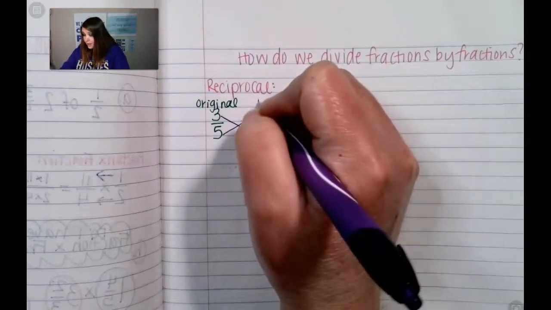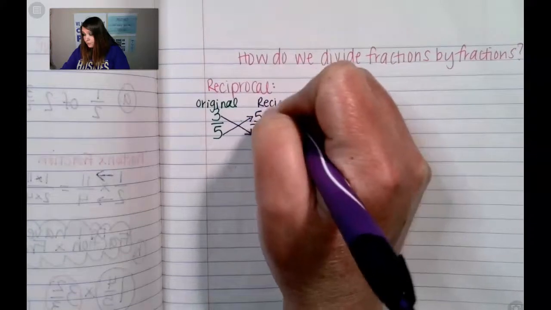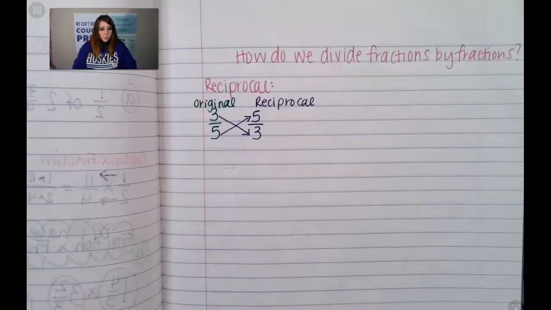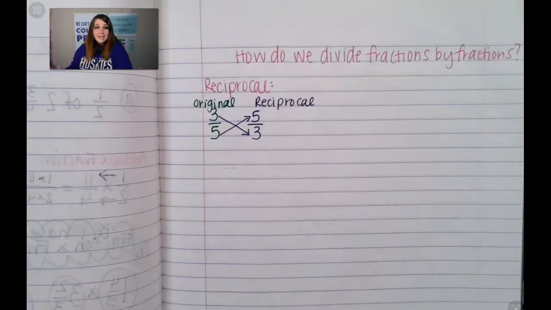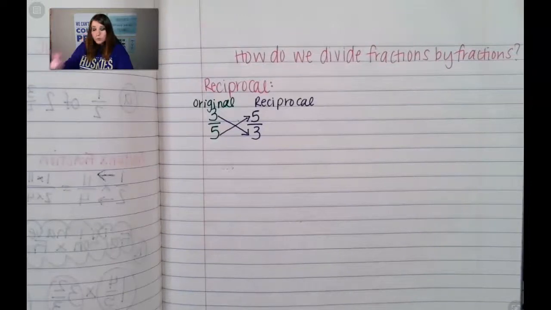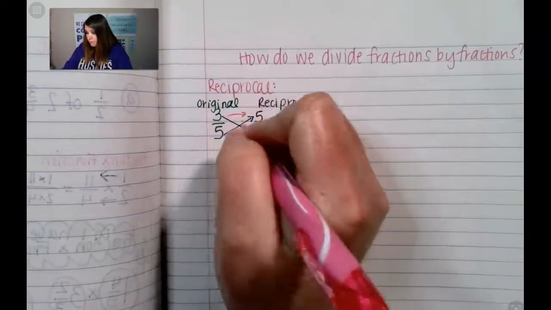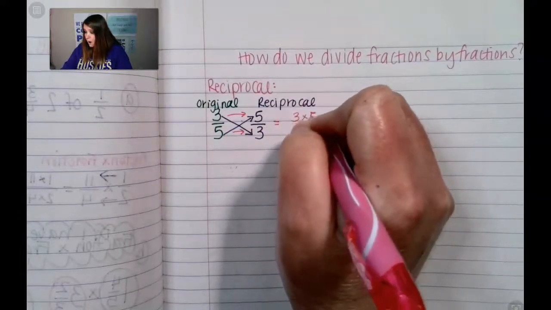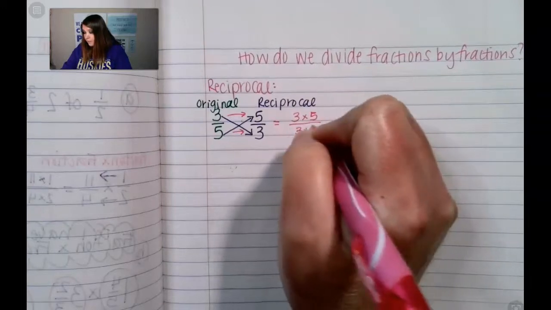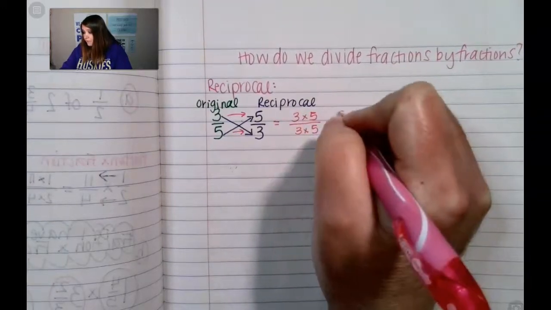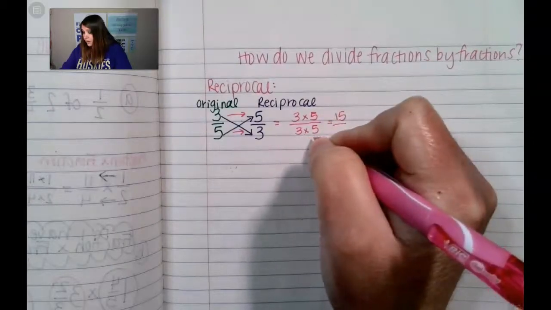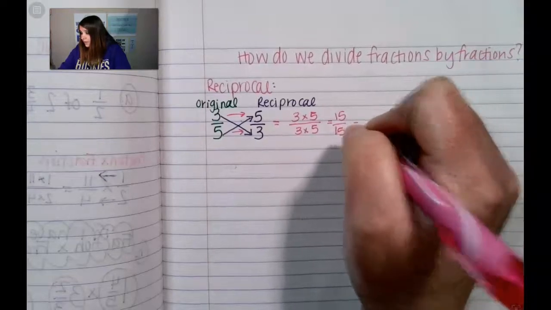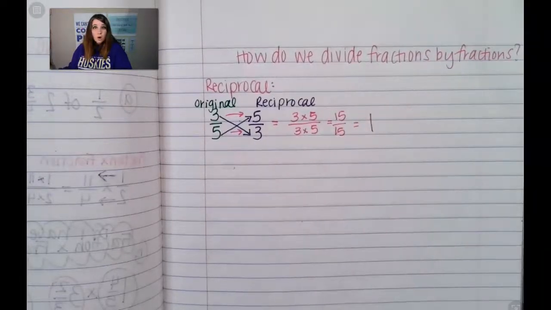Because of that, this reciprocal, this flipped version of the fraction, when we multiply now, we get an answer of 1. So reciprocal means that when you flip it and multiply, you get an answer of 1. Let's check. 3 times 5 is 15, and 5 times 3 is 15. So you get an answer of 15/15, which is 1 whole.